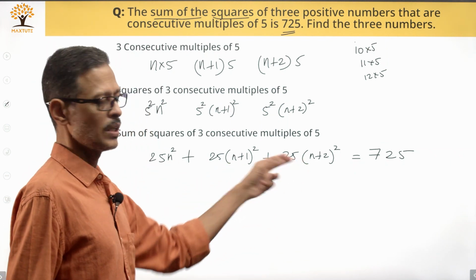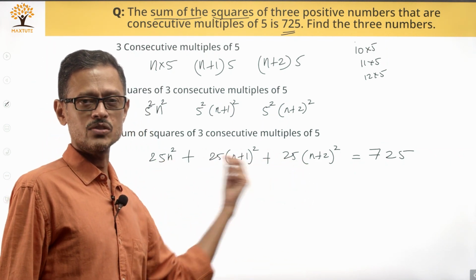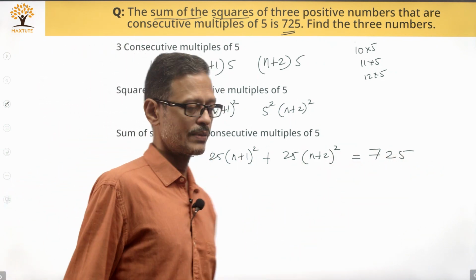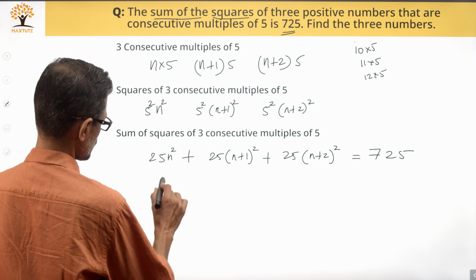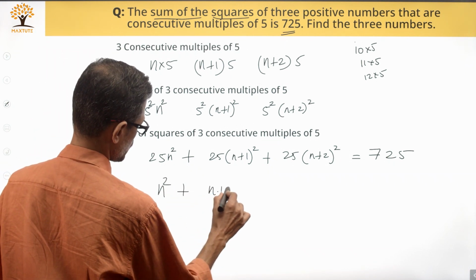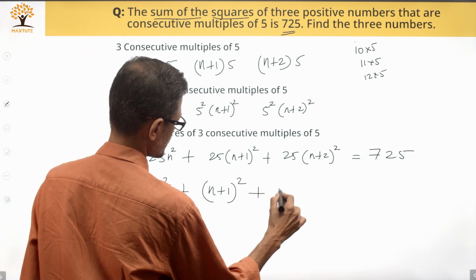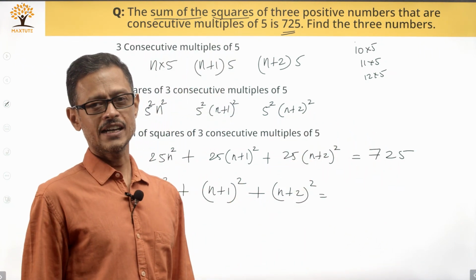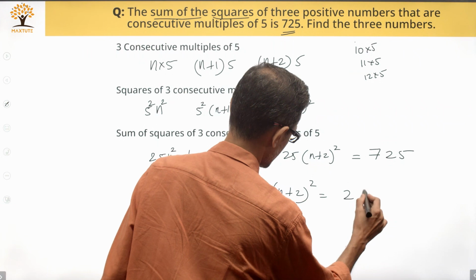25 is the term common to all three terms on the left hand side. Take 25 common outside, or divide this entire equation by 25. So, what we will get is n square plus (n plus 1) the whole square plus (n plus 2) the whole square is equal to 725 divided by 25, which is equal to 29.